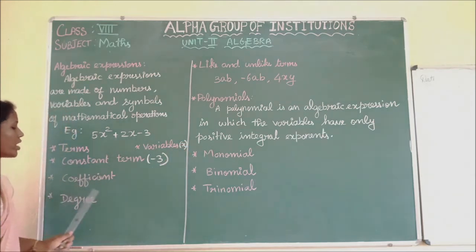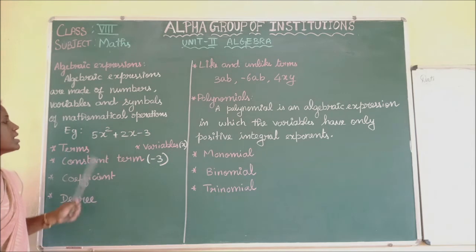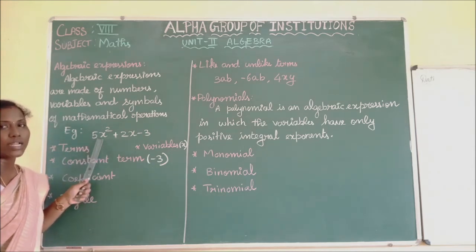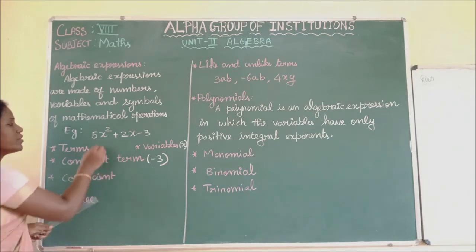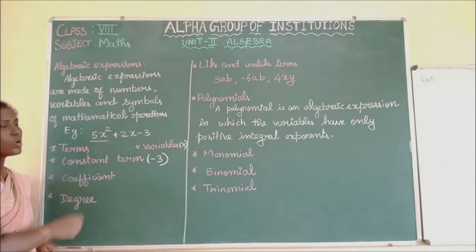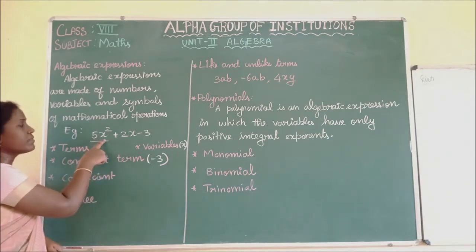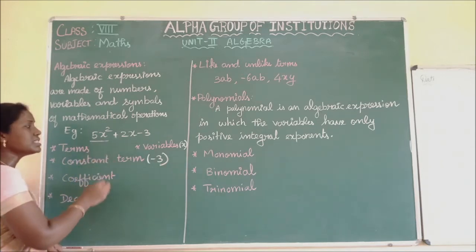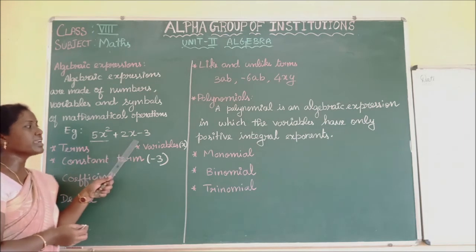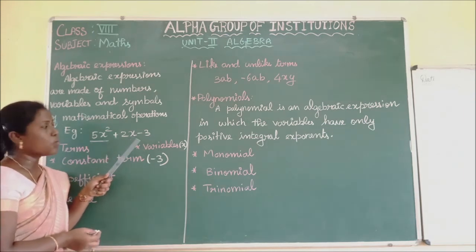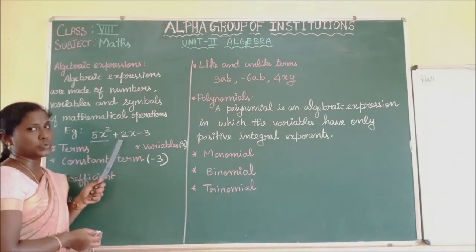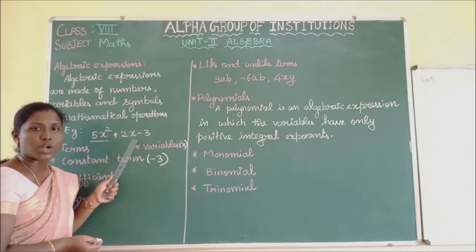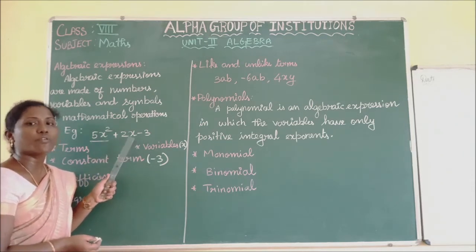The next, coefficient. The numerical value multiplied with the variable is called the coefficient. For the first term 5x square, what is the numerical value multiplied with the variable? 5. So the coefficient of 5x square, the first term, is 5. See, for the second term, the variable is x. What is the coefficient of x? Plus 2. Like this, the numerical value that is multiplied with the variable is called the coefficient of the term.